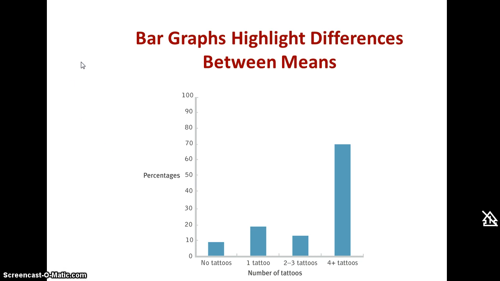Bar graphs are used to highlight differences between means. So when we look at t-tests or analysis of variance, we'll often use a bar chart. Here we've got number of tattoos on our x-axis, and so this is ordinal, right? We've got no tattoos, 1, 2 to 3, 4 plus. And then we have percentage of respondents that have a certain number of tattoos.